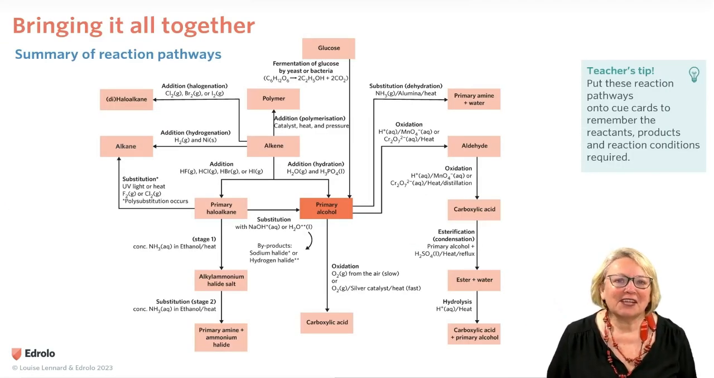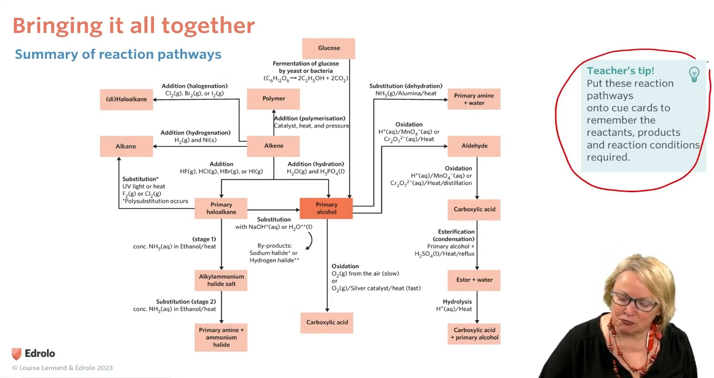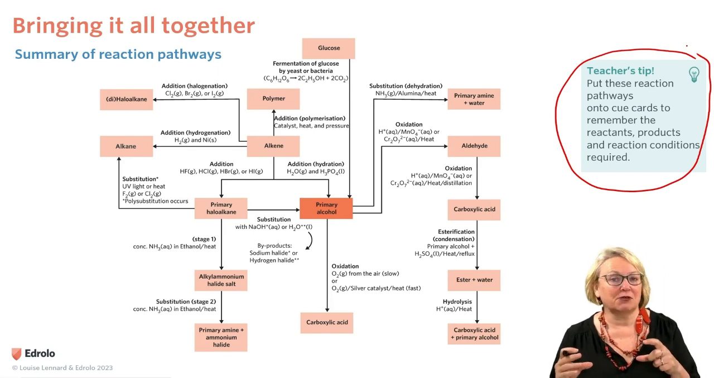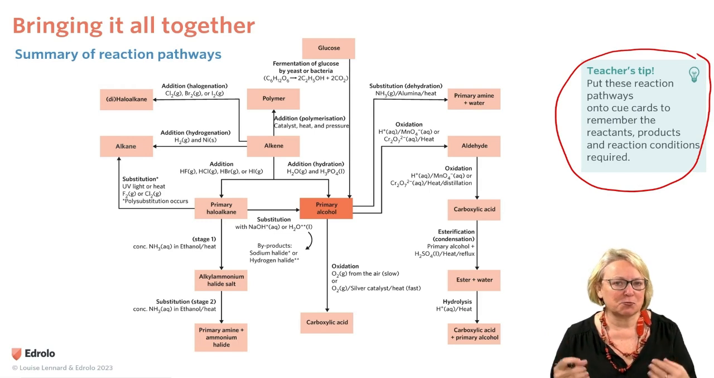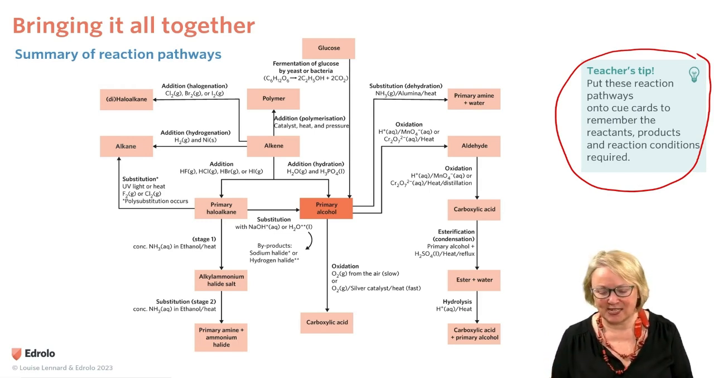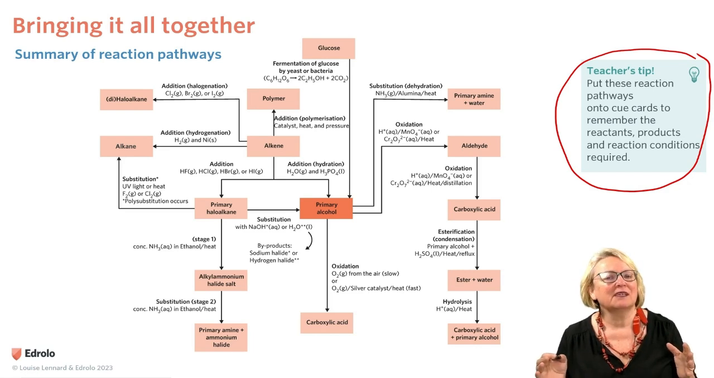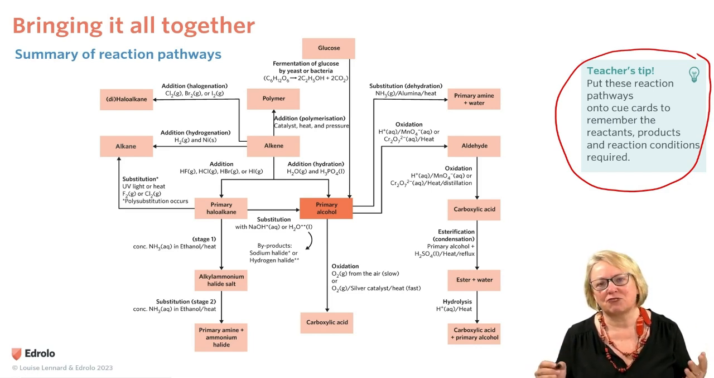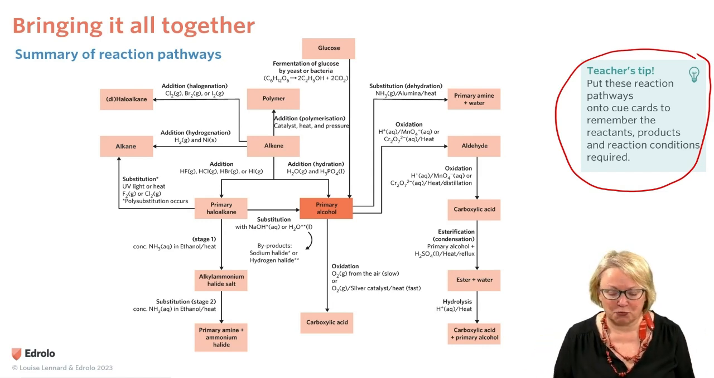Okay, so bringing it all together, I suggest that you get some cue cards and you put individual reactions onto cue cards so that you can learn which reactants result in which products with the particular reaction conditions. But it is also useful to have a map like the one we've shown you here. You could actually transfer this onto A3 paper and put it up on your bathroom or bedroom wall so that you can memorise the reaction pathways.